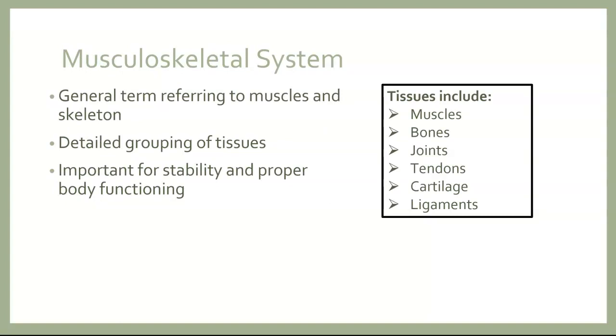So the musculoskeletal system is a general term referring to the muscles and skeleton. It's a detailed grouping of tissues. These tissues include muscles, bones, joints, tendons, cartilage, and ligaments. And it is all important for stability and proper body functioning.